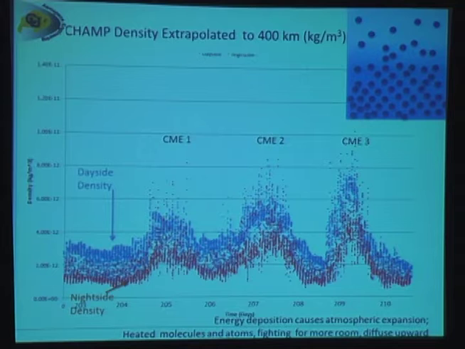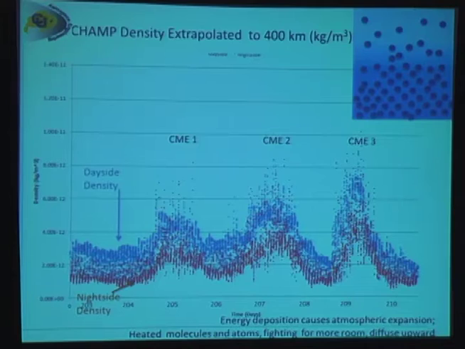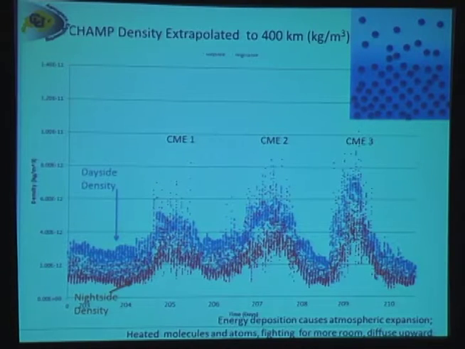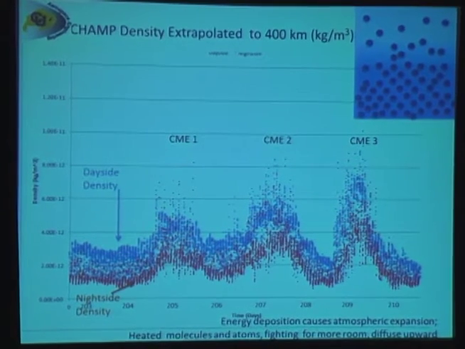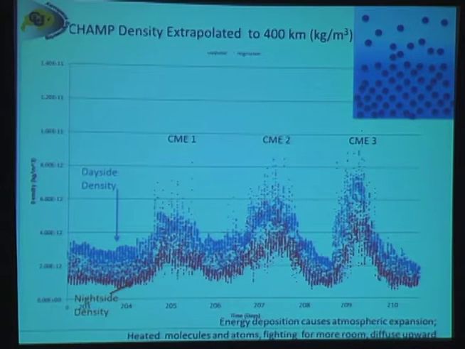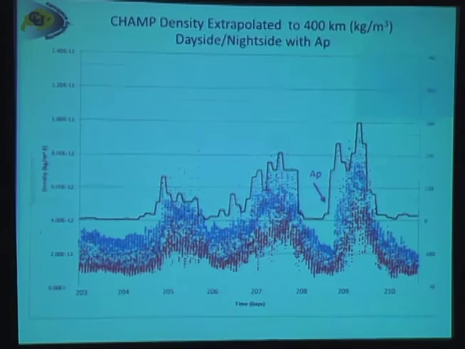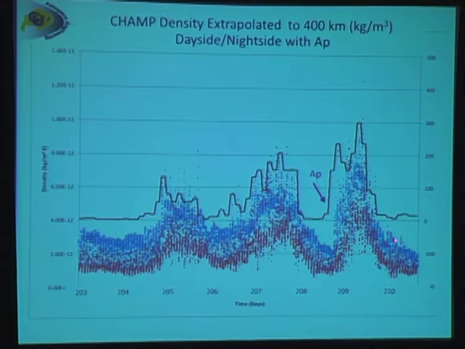density. What we have used as a community for more than 30 years to try and model this, and in particular to try and explain the effects of coronal mass ejections that increase geomagnetic activity and therefore increase heating, is we have worked with basically the AP index, which you notice here has a nice correlation with both the dayside and the nightside, but there are some significant gaps.